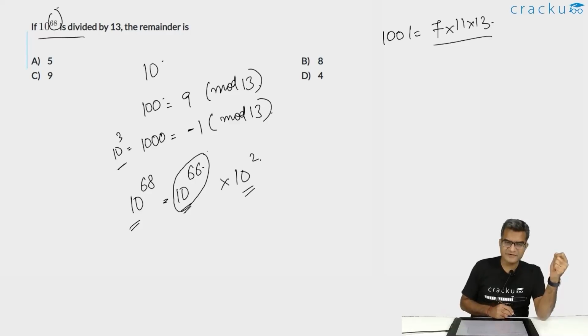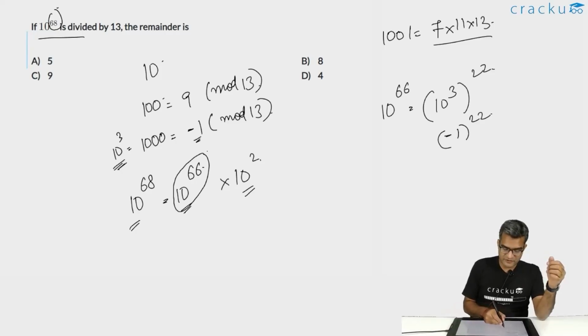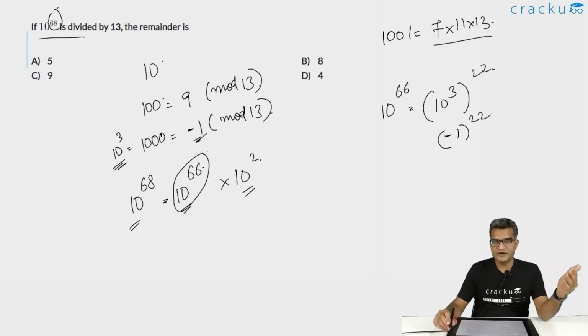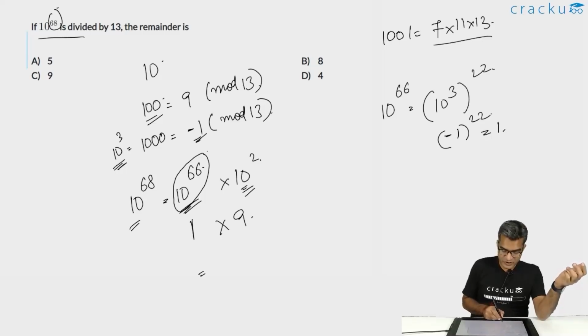What is the remainder when 10 to the power 66 is divided by 13? We know that 10 cube when divided by 13 is leaving a remainder of minus 1. So 10 to the power 66, which is equal to 10 cube whole to the power 22, will leave a remainder of minus 1 to the power 22, because 10 cube is leaving a remainder of minus 1. When divided by 13, this will equal 1. So 10 to the power 66 when divided by 13, the remainder is 1. 10 square is 100. We know that 100 will leave a remainder of 9 when divided by 13. Therefore, 10 to the power 68 when divided by 13, the remainder will be 9, which is option C.